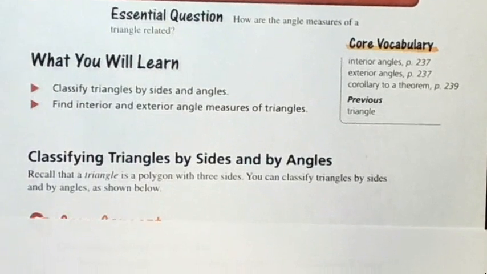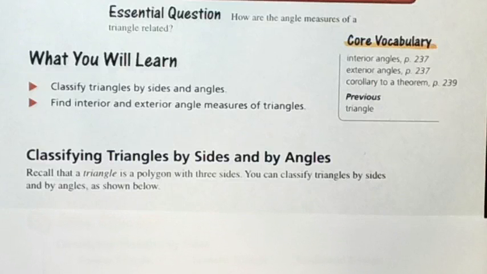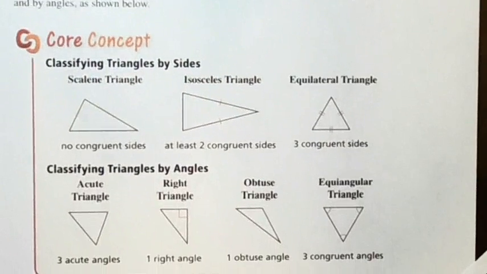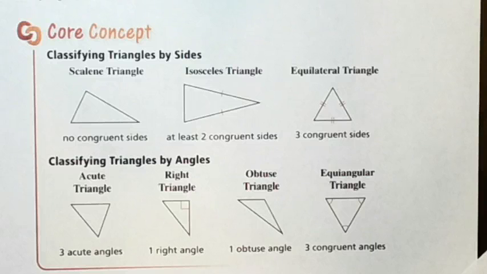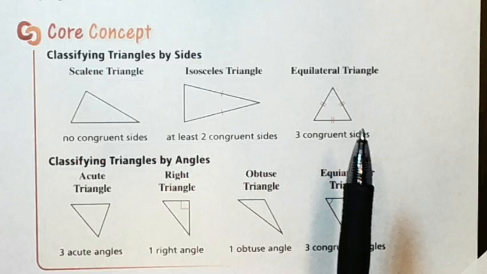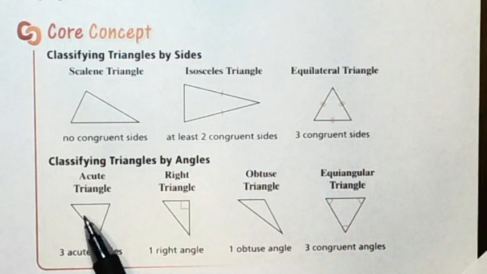This should be review from previous classes. Classifying triangles by sides and angles. Recall that a triangle is a polygon with 3 sides, and these are the different ways that we can classify the triangle. We've got scalene, isosceles, equilateral, acute, right, obtuse, and equiangular.